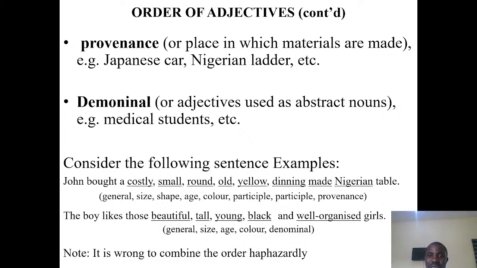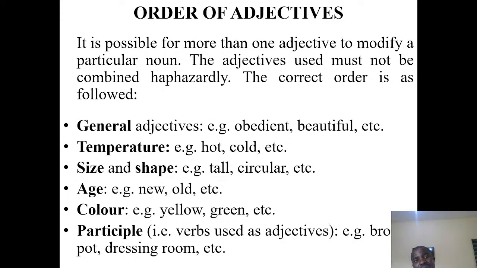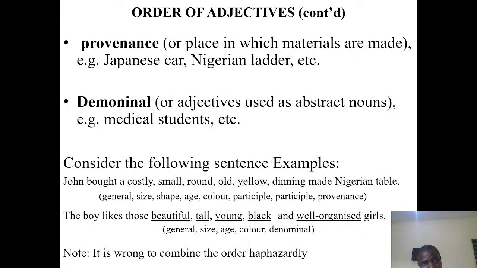So it is wrong for you to say John bought a Nigerian-made dining yellow old round small costly table. The order is not right. There is an order and you need to follow the order. So what you need to know is to study the order: general first, followed by temperature, followed by size and shape, followed by age, followed by color, followed by participle, provenance, and denominal. Then it is not that all of them you will use at the same time.